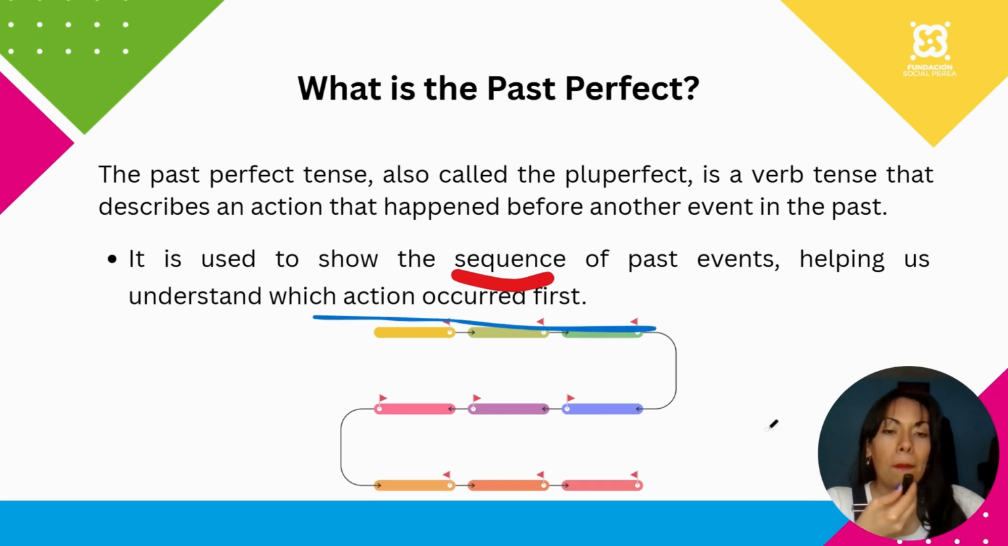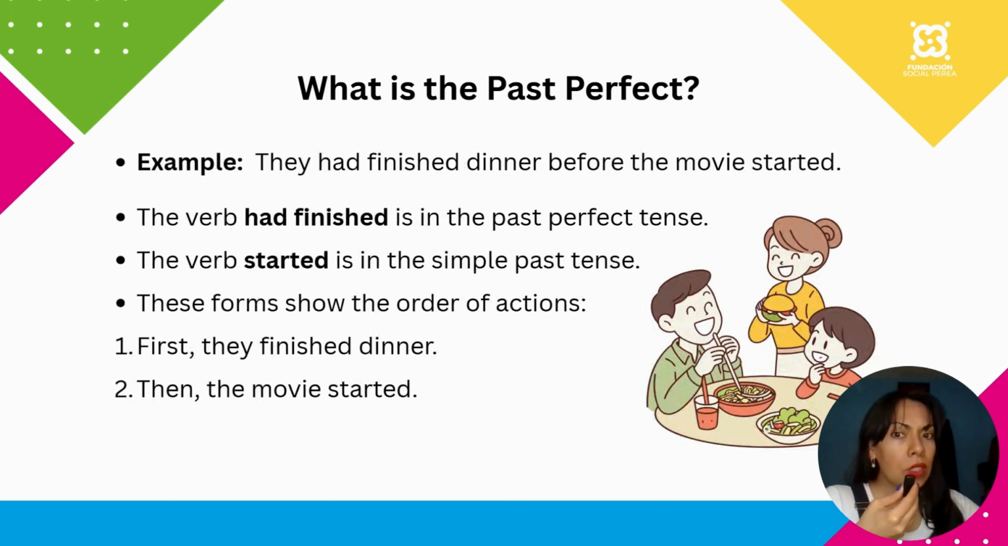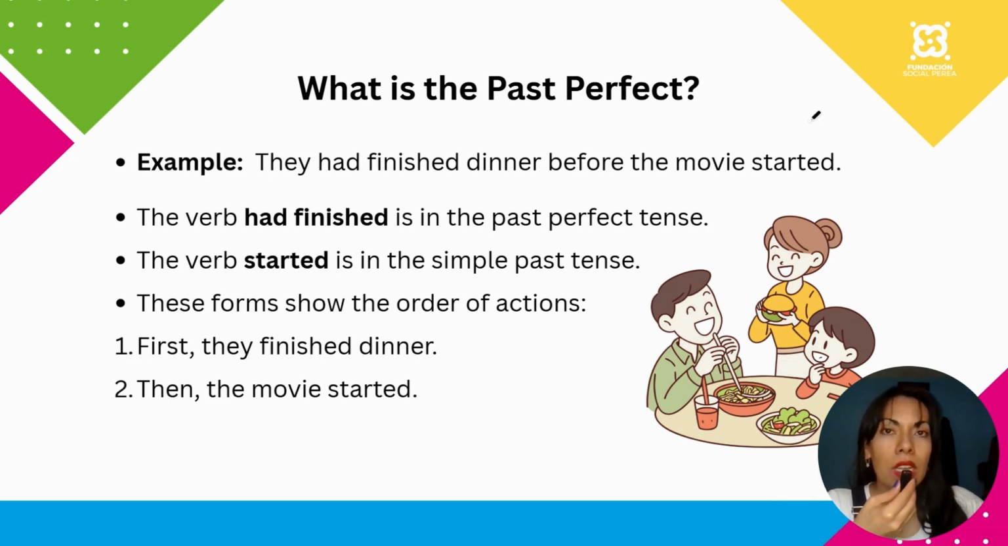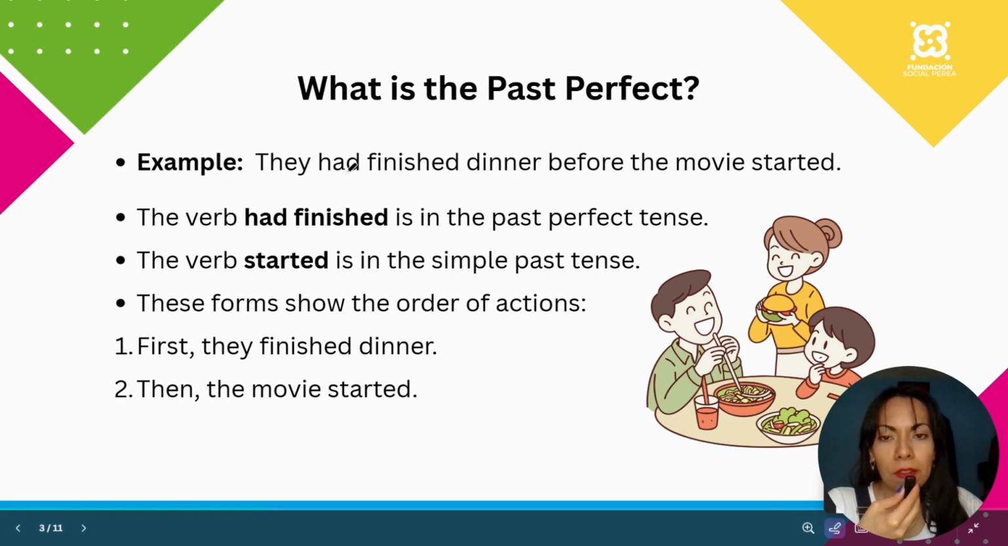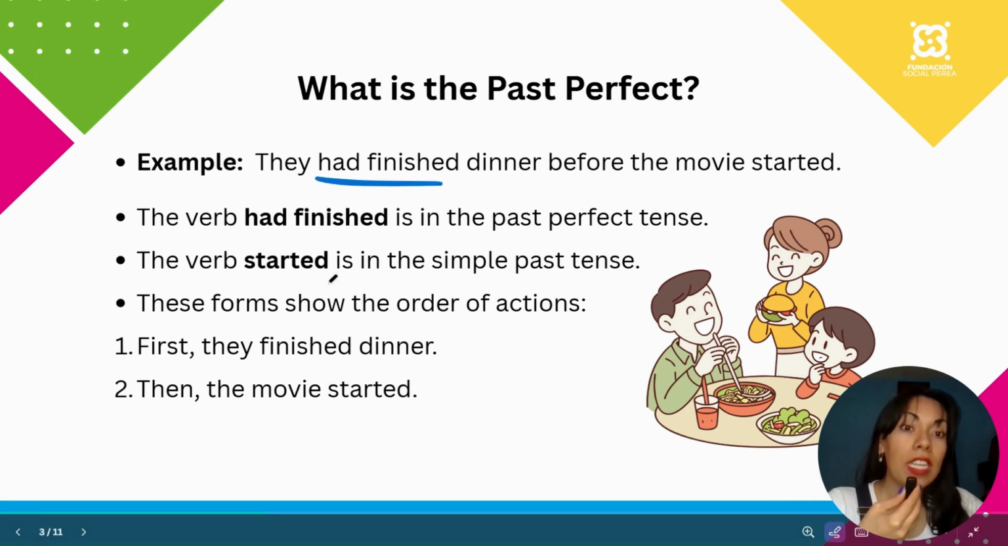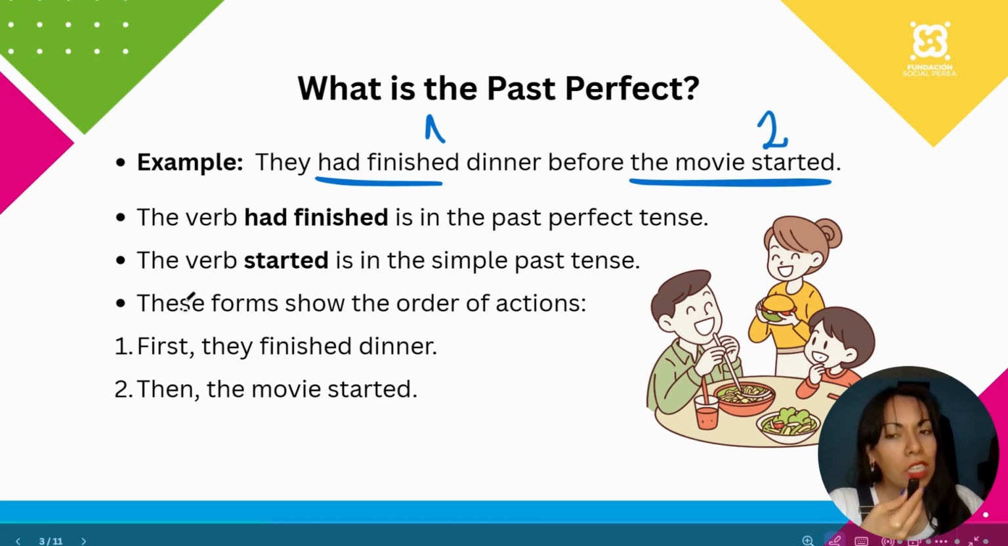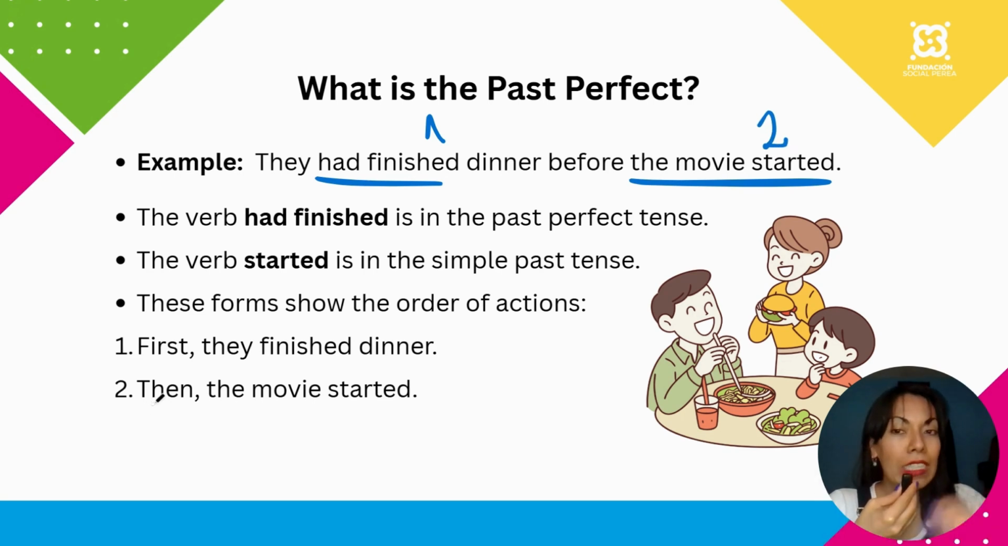Okay, for example, over here, you have an idea that says, they had finished dinner before the movie started. If you check the example, you're going to be able to understand that the action or situation that happened at first was this one. They had finished dinner, and later the movie started. This is first, this is second, right? Here you have a detailed explanation about this example, right? But the most important is that you try to make this analysis, that the past perfect is making reference to the actions that happened at first, okay?